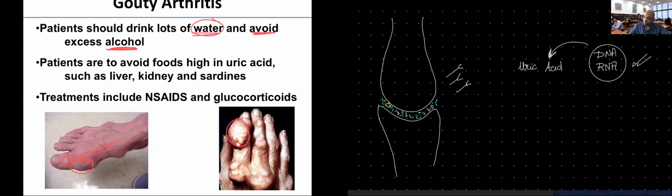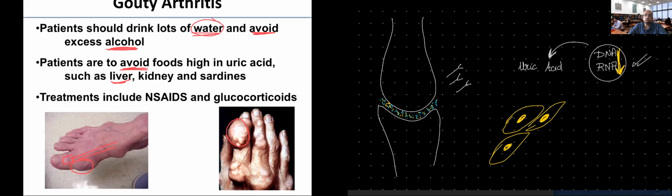Also, we recommend the patients avoid food with high uric acid content. Those are such as liver, kidney, sardines. So we're trying to do a reduction of the intake of DNA and RNA, simply speaking. So I want to get less number of cells. And the less number of cells that you're taking, the less DNA that you are ingesting.